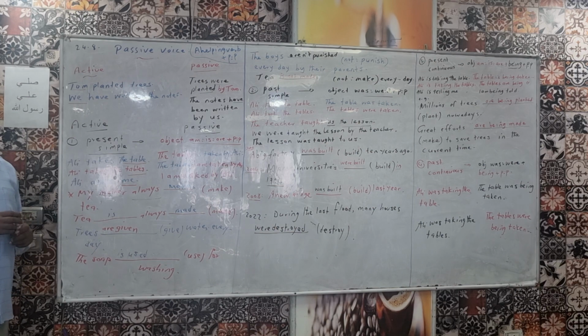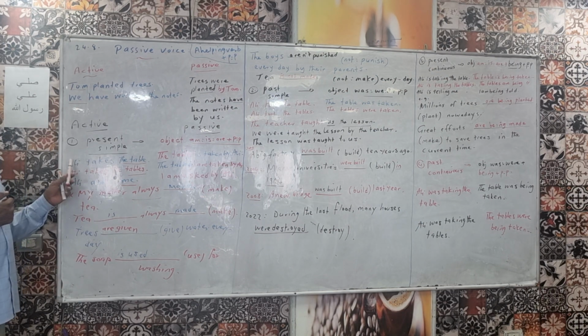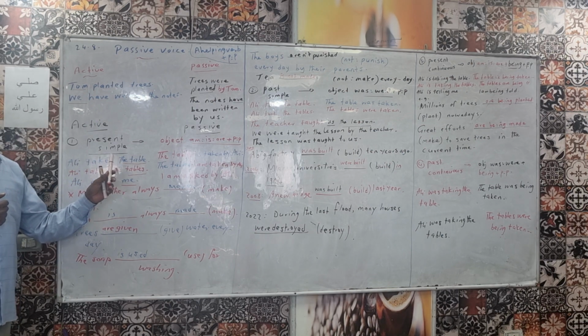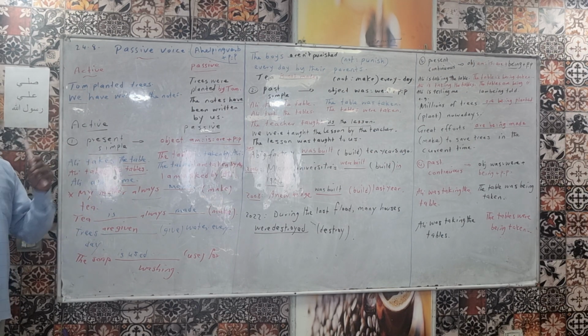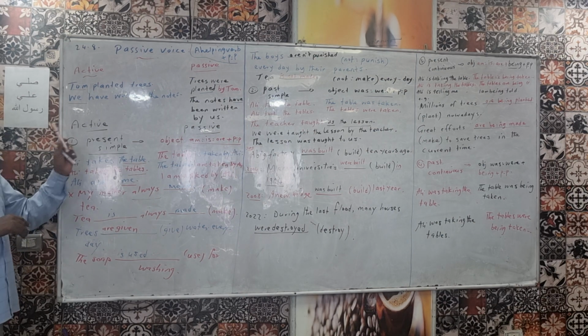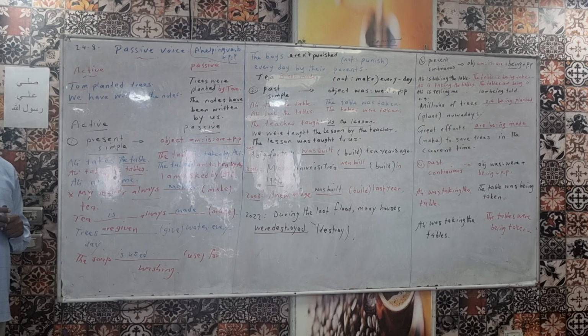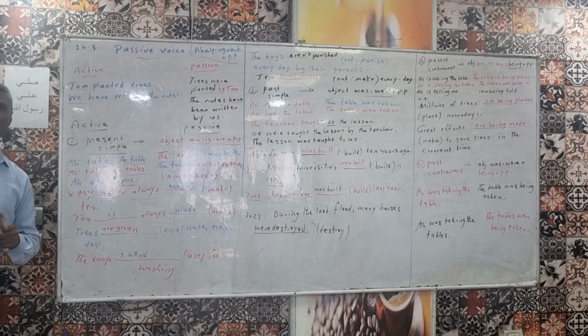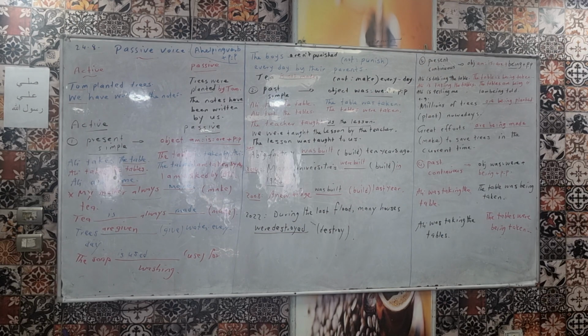ركز معايا. The farmer plants the tree. أنا هديك present simple، past simple، present continuous، past continuous. The farmer plants the tree. The tree is planted. The farmer plants the trees. The trees are planted. The farmer planted the tree. The tree was planted. The farmer planted the trees. The trees were planted.